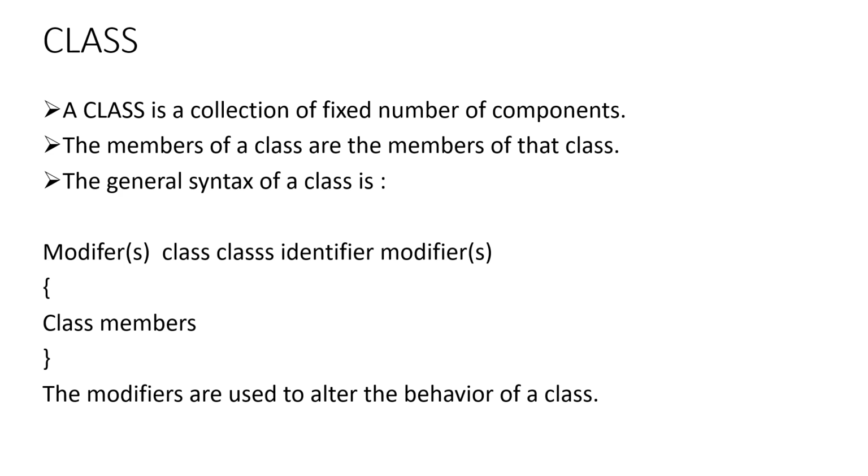A class is a collection of a fixed number of components. We have different components that make up a class, and the collection of these components is what we call a class. The general syntax for a class is the modifier, the class keyword, and the class identifier, which is the name that you want to use for that class. The class in the middle is a reserved word, or a keyword in Java. So the syntax is modifier, class, then the class identifier, then the opening curly brace, then the class members, then the closing curly brace.